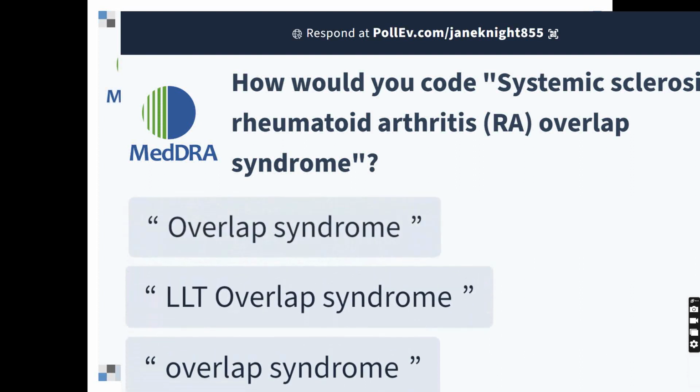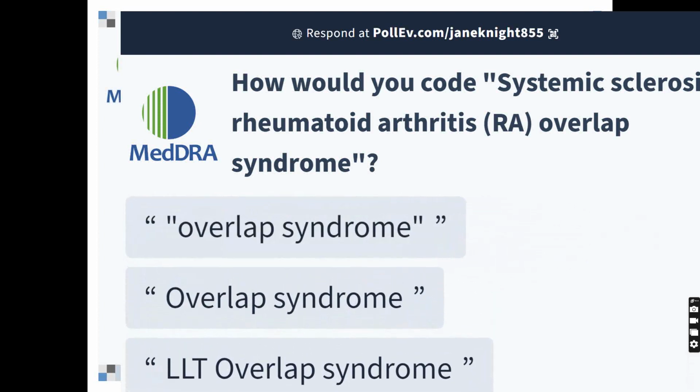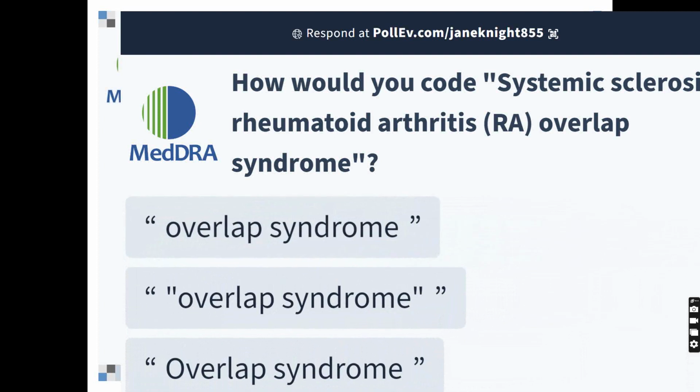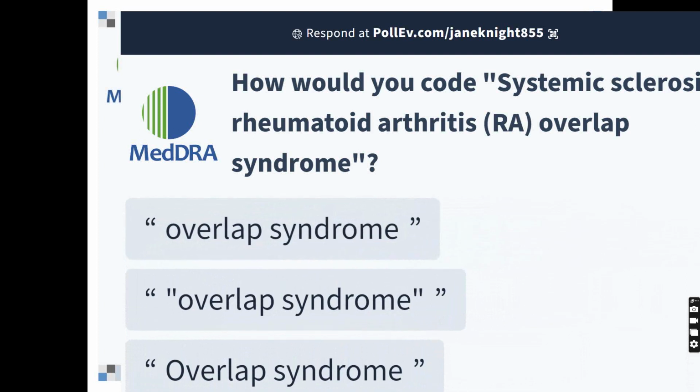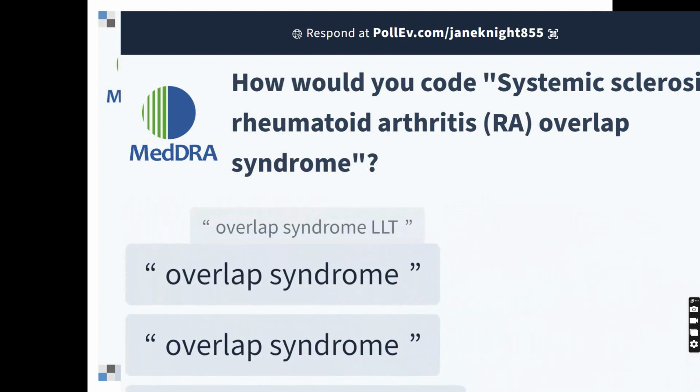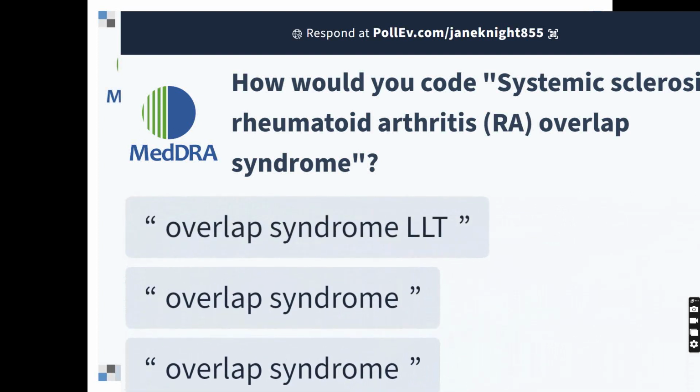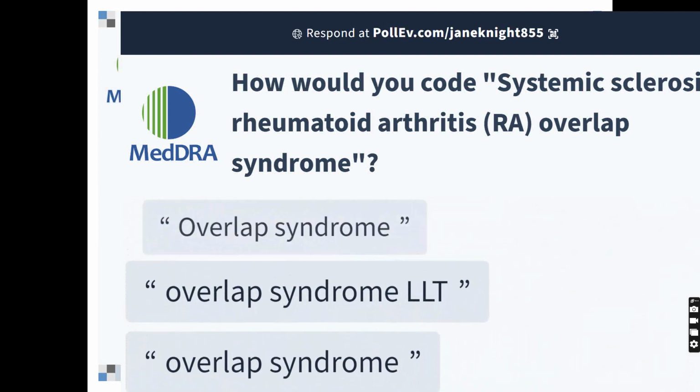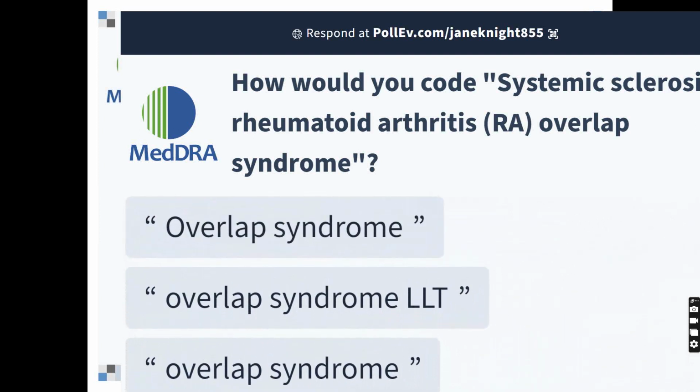Well, I'd be doing some referencing to see what overlap syndrome means. Does overlap syndrome always mean this? Is that sufficient? Oh, we see we've got consistency here among our group today. Overlap syndrome seems to be the consistent, unanimous response. Thank you for that.